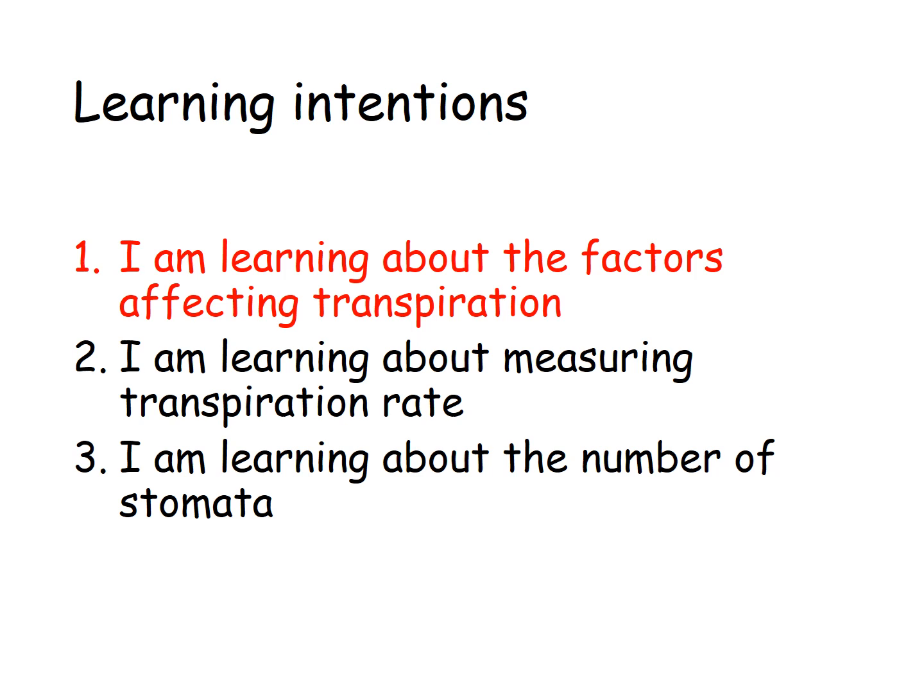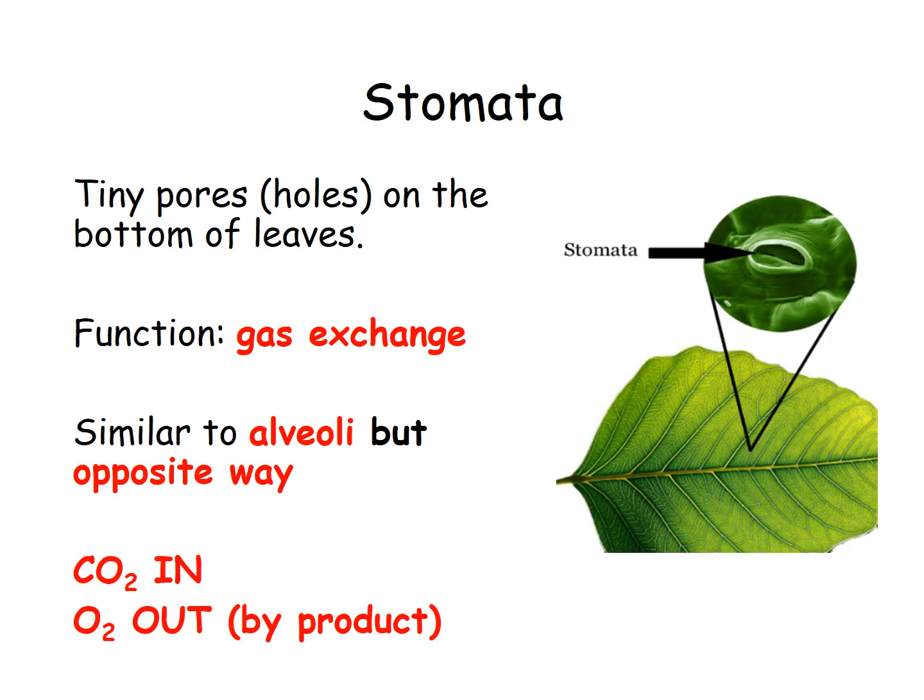So let's take a look at the factors affecting transpiration. We know from last week that the stomata are tiny pores or holes on the bottom of the leaves. They live in the lower epidermis. Their function is for gas exchange. During the process of photosynthesis, we need carbon dioxide to come into the leaf and oxygen diffuses out of the leaf through these pores in the lower epidermis.